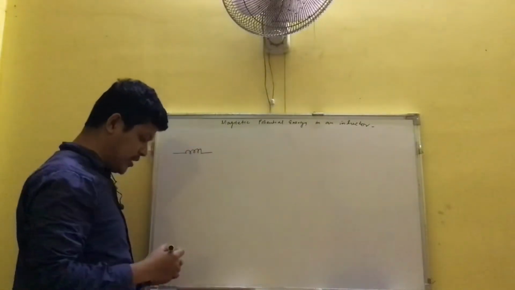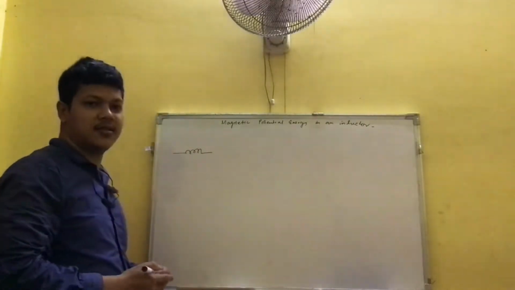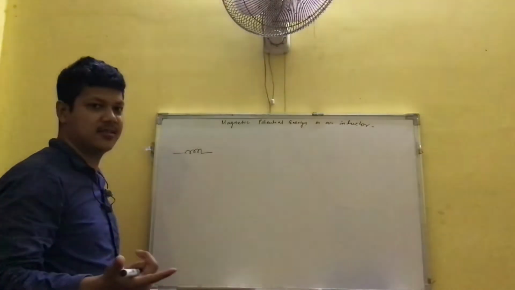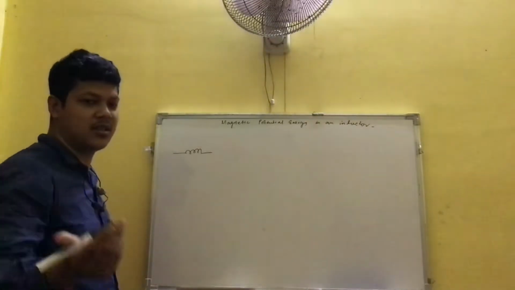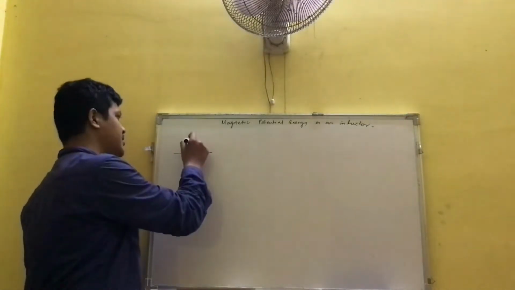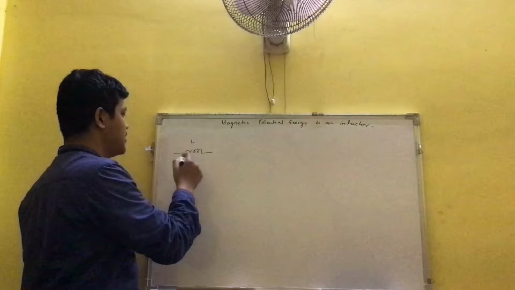So what do we mean by an inductor? An inductor is a component of an electric circuit that possesses inductance. You know inductance, we have already discussed that. It is represented by L, self-inductance.